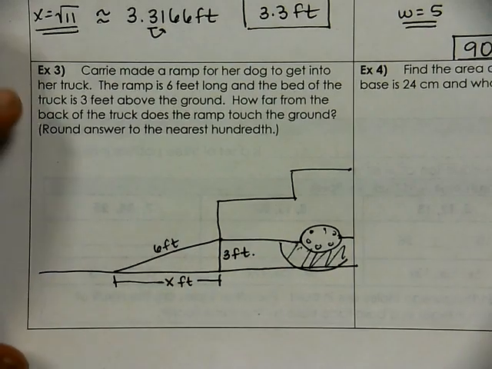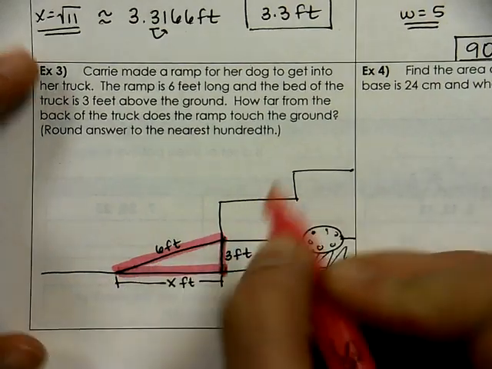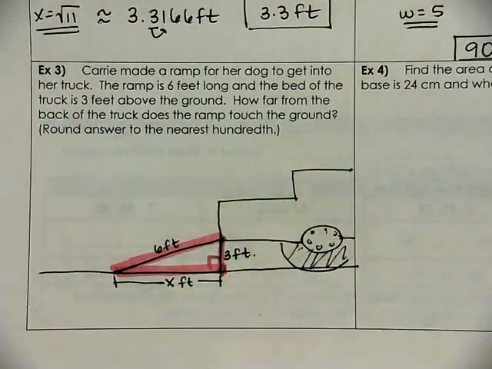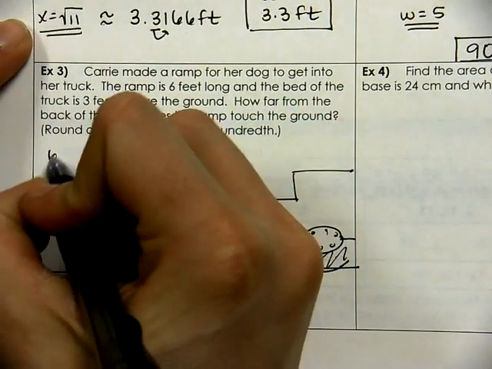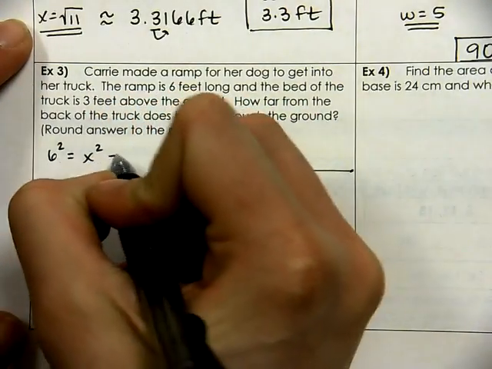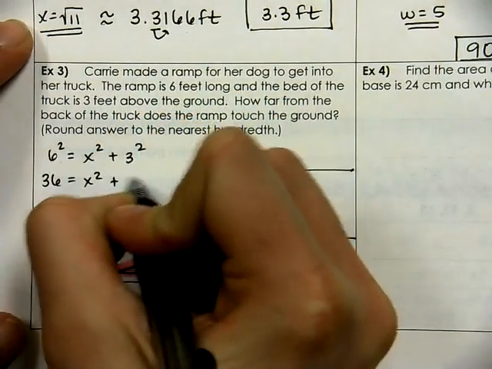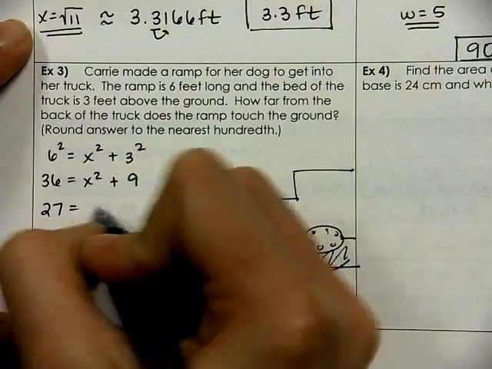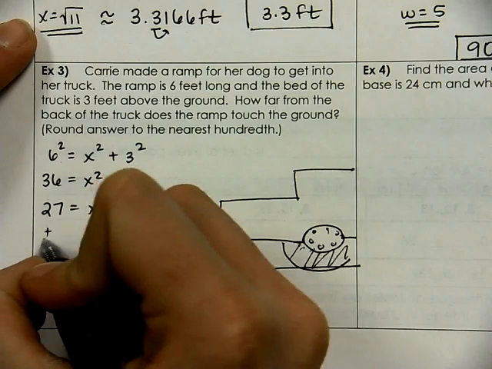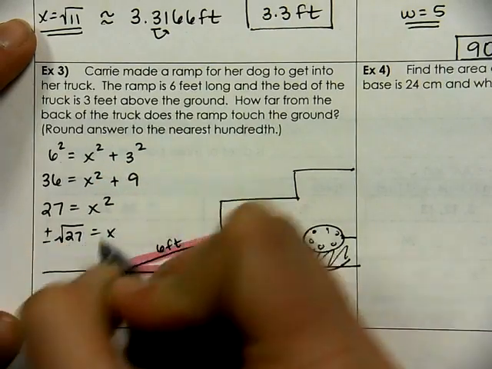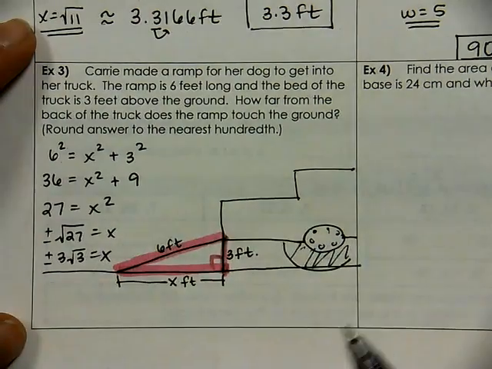is that. Again, I'm going to draw in this right triangle here. So this right triangle kind of appears as we draw the picture. So I know 6 squared is equal to x squared plus 3 squared. 36 equals x squared plus 9. Was that 27 equals x squared? So when I take the square root, plus or minus square root of 27, if I were to simplify that radical, that would be 3 root 3.